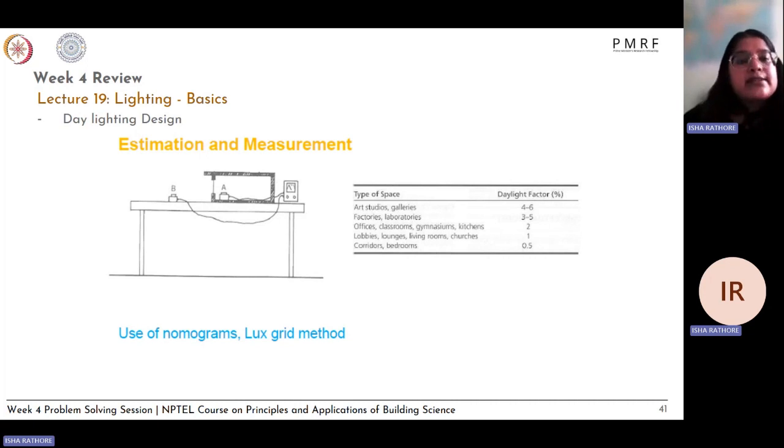So for the estimation and measurement, we use nomograms and the lux grid method. And these are used for the different types of spaces. For example, this table gives you the daylight factor expressed in percentage for the different spaces. So for art studios and galleries, you can have a daylight factor of 4 to 6. For factories, laboratories, 3 to 5. For offices, classrooms, gymnasiums, kitchen, a daylight factor of 2 is good enough. For lobbies, lounges, living rooms, churches, you don't need a much higher task lighting. So you have a daylight factor of 1. For corridors, bedrooms, it's 0.5.